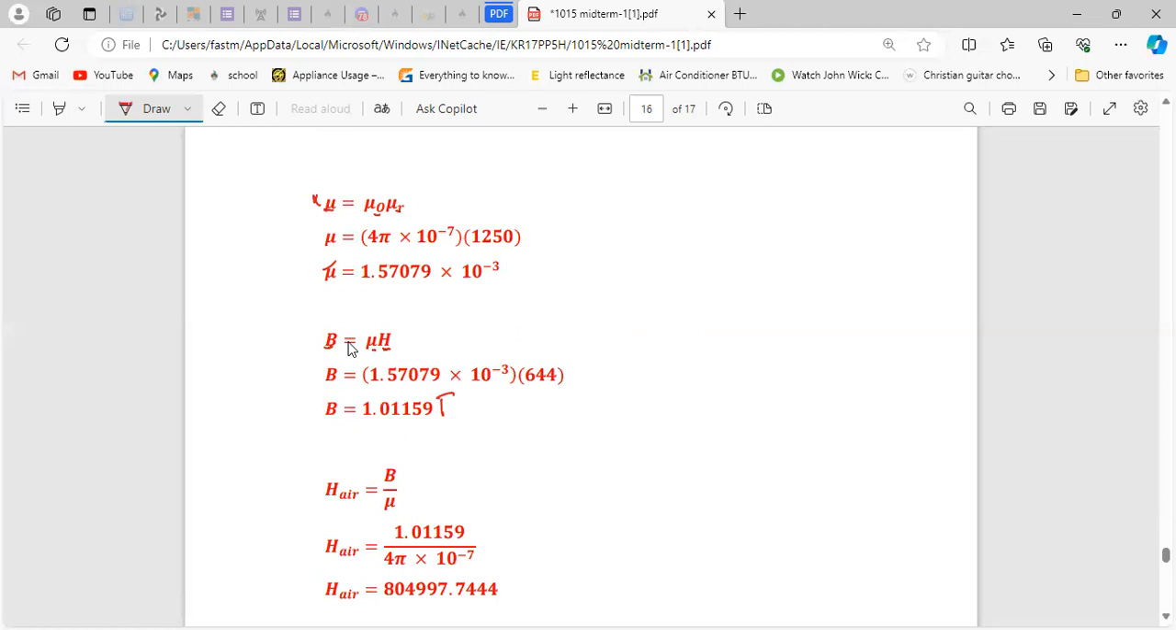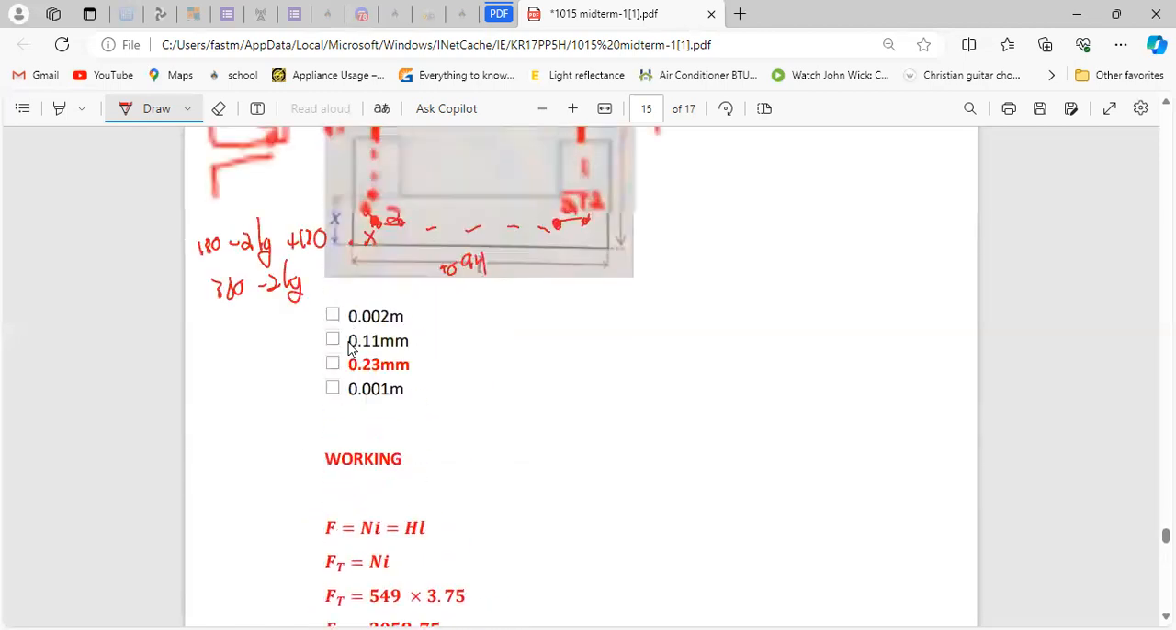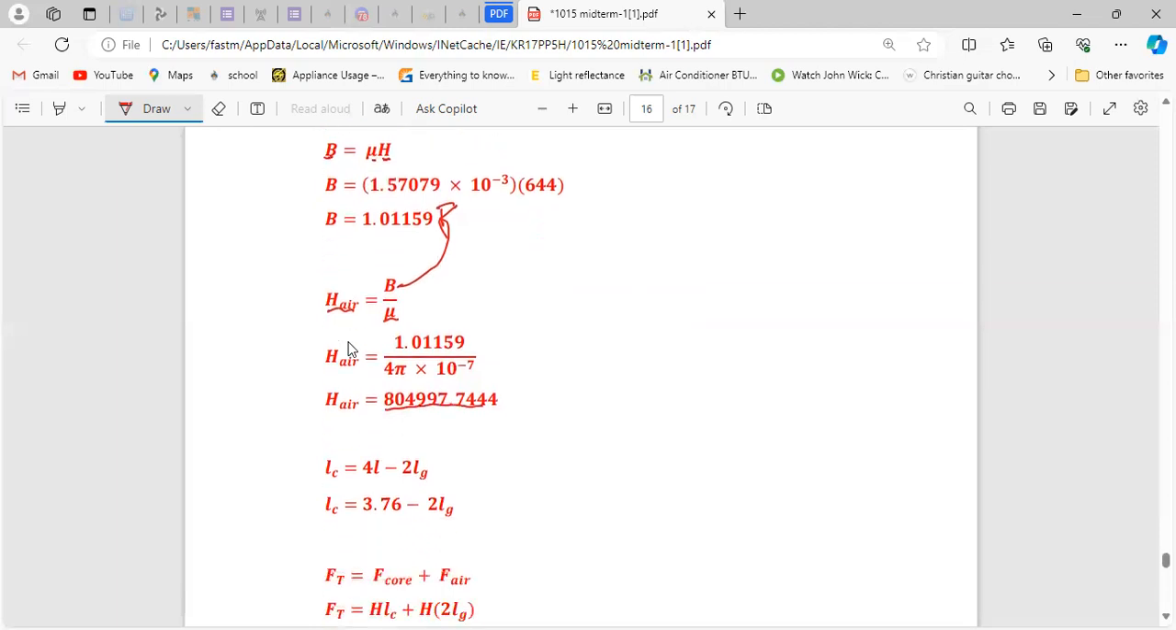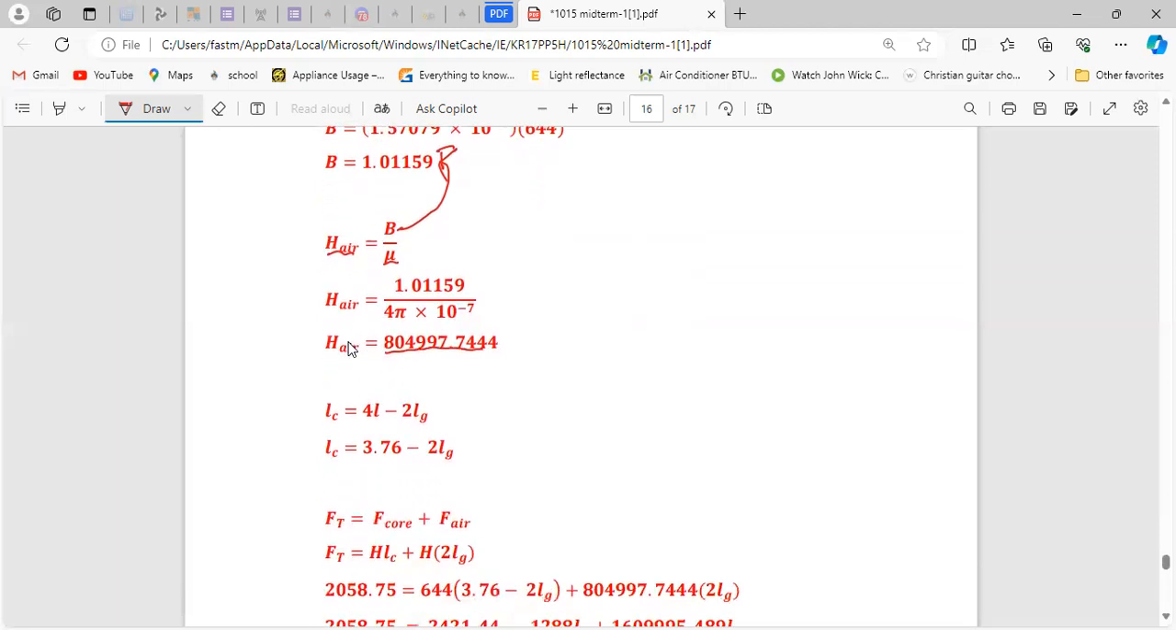So with that B now, if I want to calculate the H for the air, because we need that value, B is equal to mu H. We know this is free space, air. Because we know B is the same as this here, we just divide it, so I get the H for the air. Yeah? And basically, that's what I did here, right?